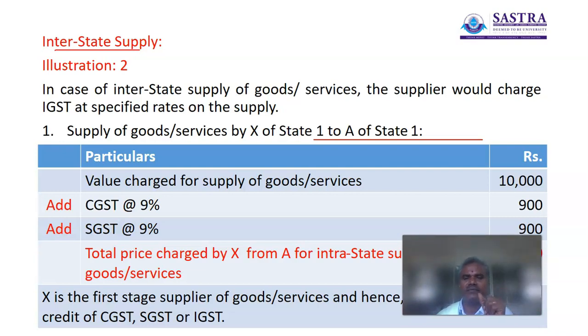So here we have to charge CGST and SGST. You charge. So value of supply, how much? 10,000, 9%. Okay, good. Now the taxable value of supply is 11,080. We discussed this previously.